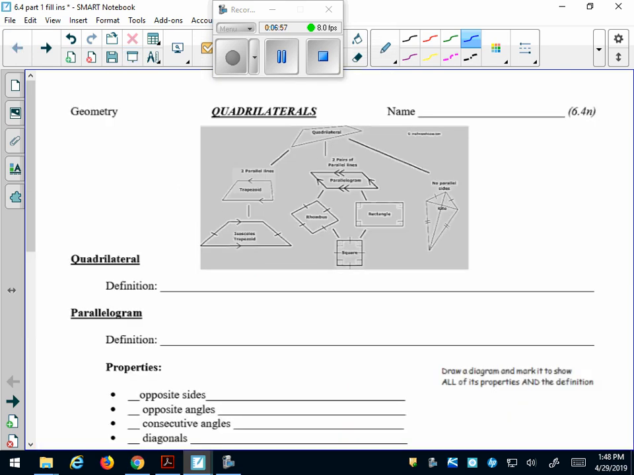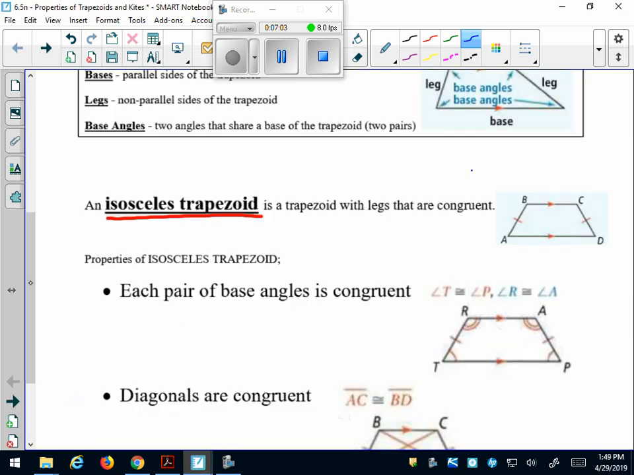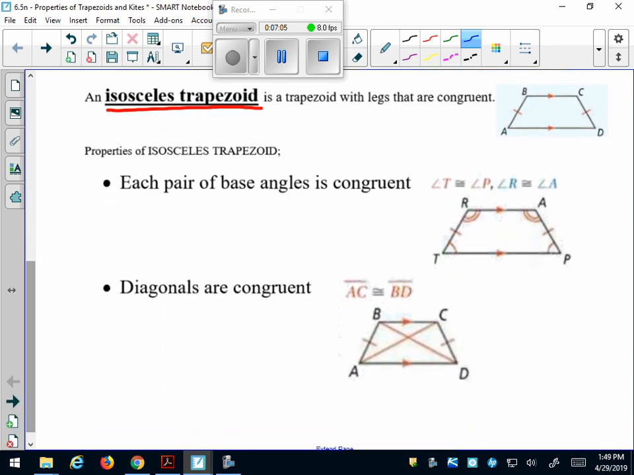Okay, let's go back to the white notes. Here we go. So the two properties that are listed here: each pair of base angles is congruent. The diagonals are congruent.